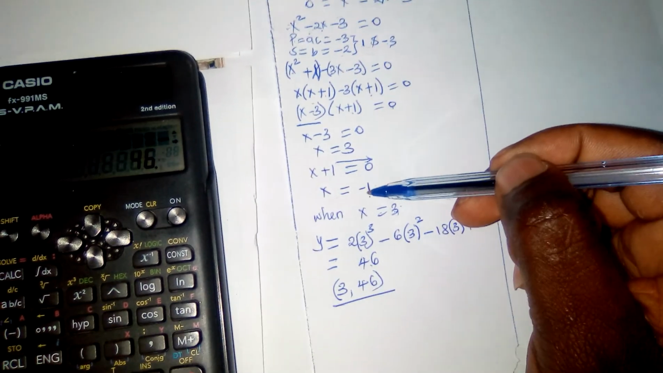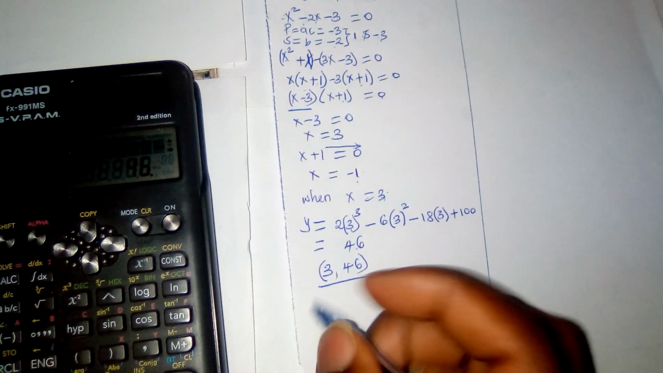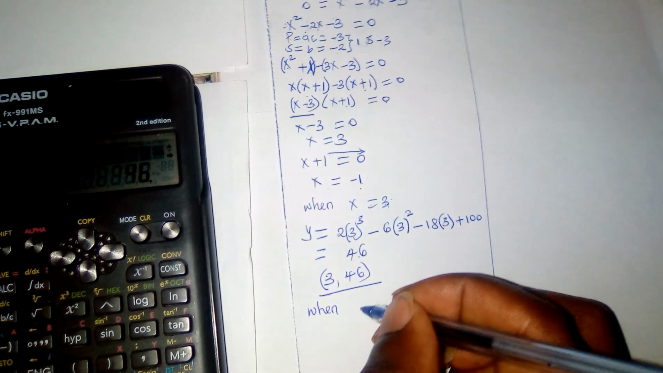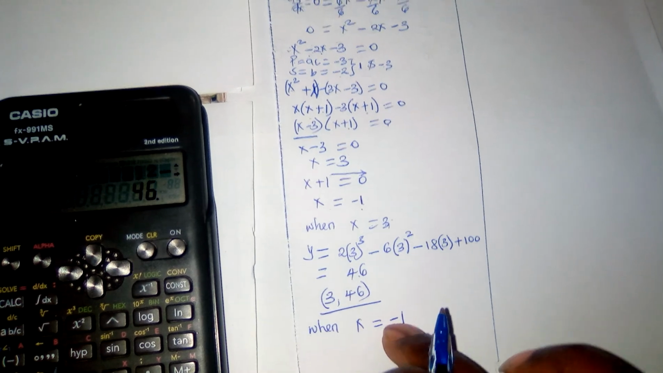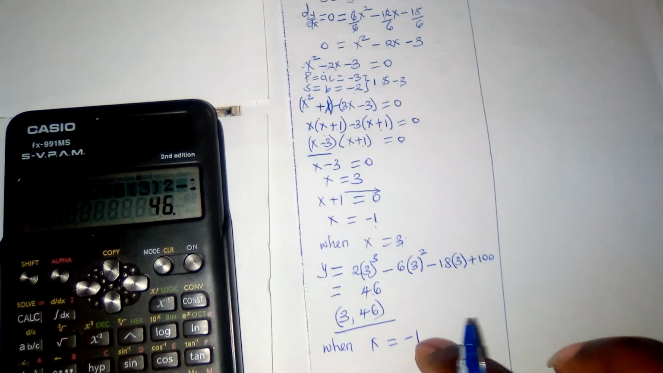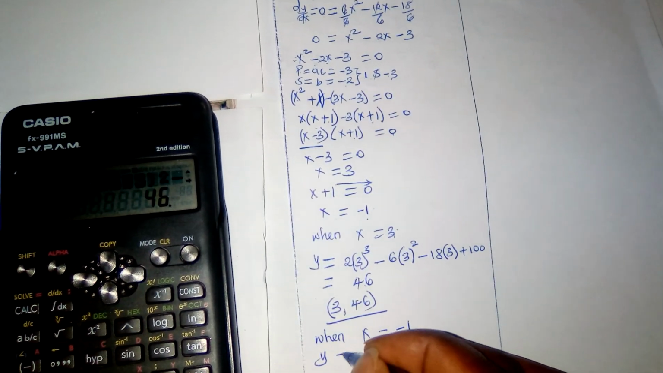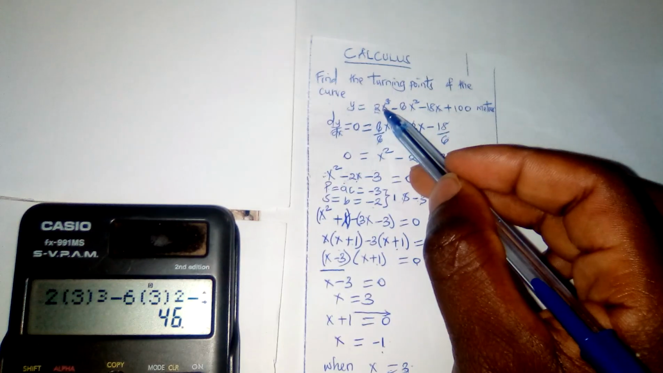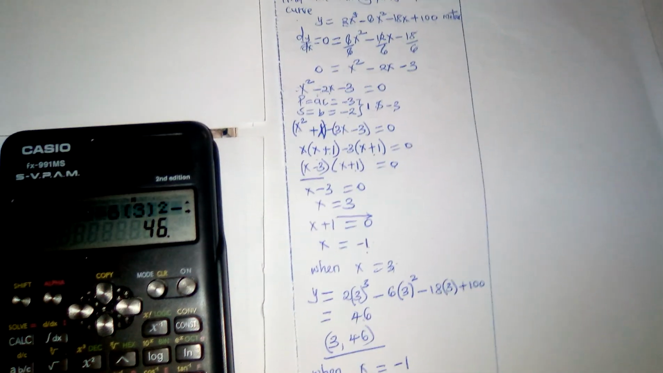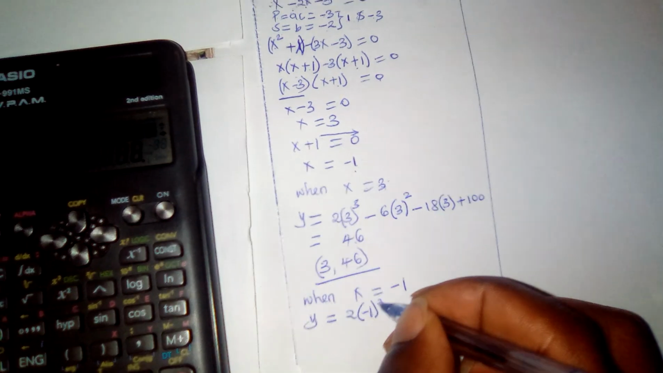So the second turning point shall be, now when x is negative 1, what is the value of y? So I'll say when x is equal to negative 1, I'll substitute the same way. So where 3 is, I'll put negative 1 as the value of x. So y is equal to 2 into, because my x is negative 1, negative 1, but x is raised to 3, so I'll raise this one to 3.